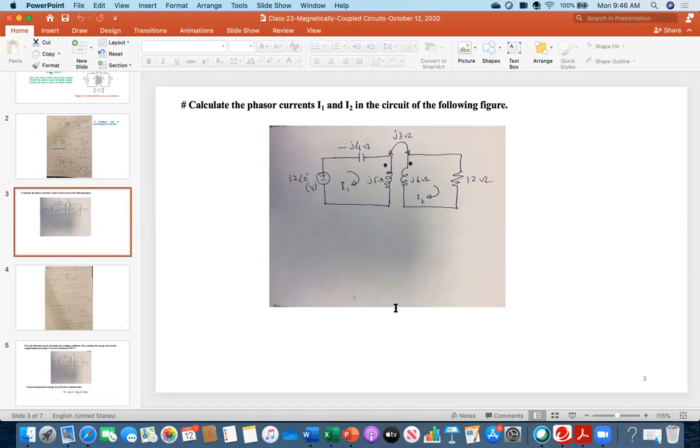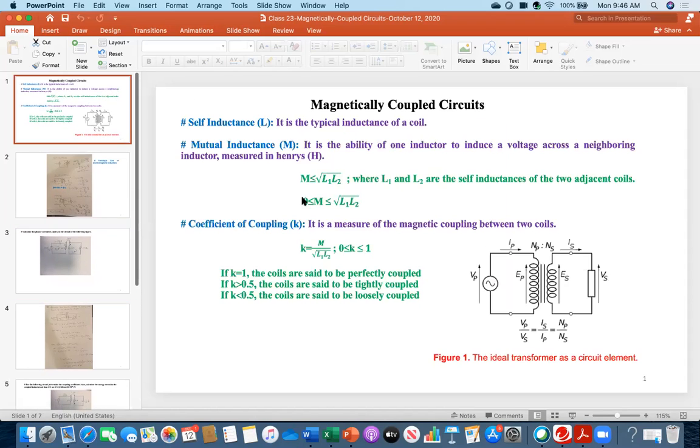Now I will show you how to solve this one, how to write down the equation and what to do. That I will tell you today. Then next time you can solve other problems yourself. Okay, so I told you that. Everybody has written down this, right? K equals m over root of L1 and L2.